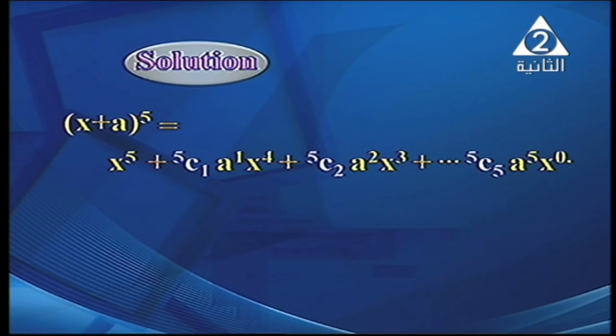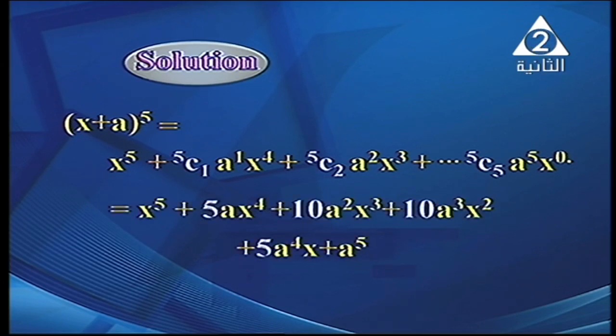Remember, my dear student, if we have a bracket containing x plus a for all power 5, how many terms do we find? Yes student, 6 terms. When the bracket power is 5, we have 6 terms. If the bracket's power is 6, we have 7 terms, and so on. Then the bracket x plus a for all power 5 equals x power 5 plus 5c1, a power 1, x power 4 plus 5c2, a power 2, x power 3, to reach 5c5, a power 5, x power 0.